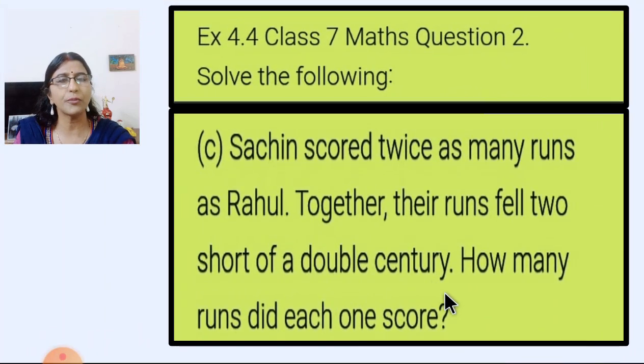This is exercise 4.4, question number 2. Solve the following. Sachin scored twice as many runs as Rahul. Together their runs fell 2 short of a double century. How many runs did each one score? So this is a word problem from exercise 4.4. So here let us solve this.